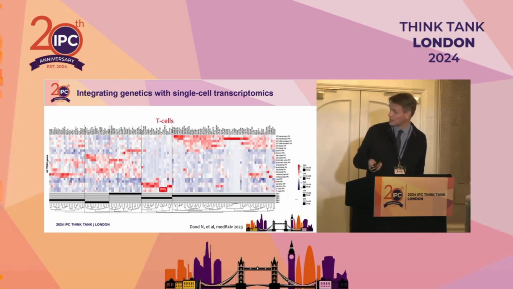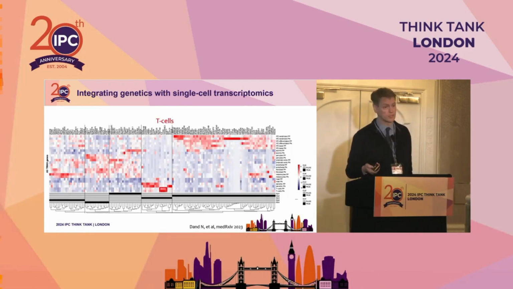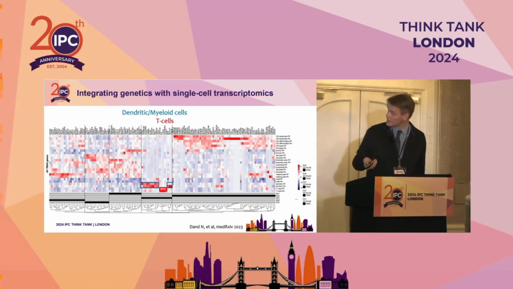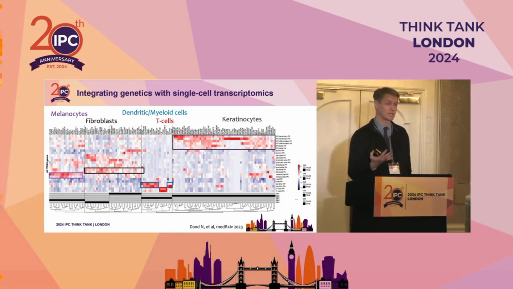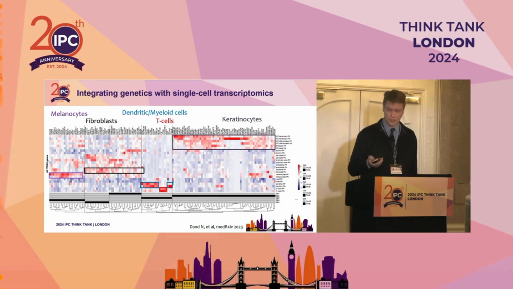And then you can see that there's a cluster of the susceptibility genes mapping to T cells. There's also quite a few mapping to dendritic cells, keratinocytes, fibroblasts, and interestingly, we have a cluster here that maps onto melanocytes. A cell population that has been studied, but is still massively understudied in the pathogenesis of psoriasis.